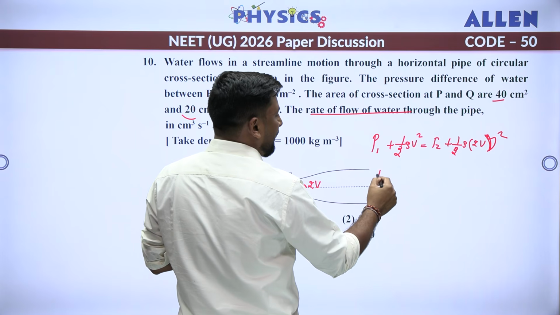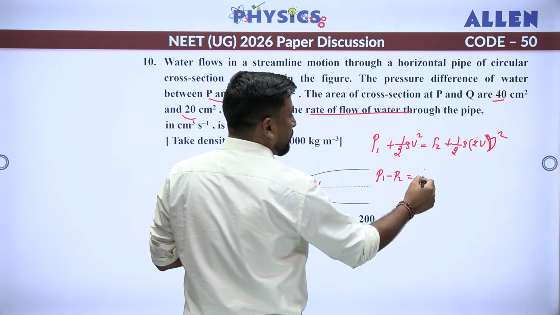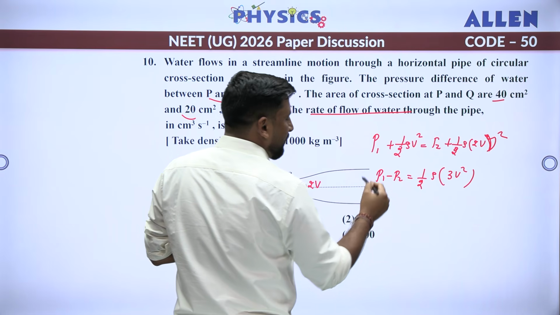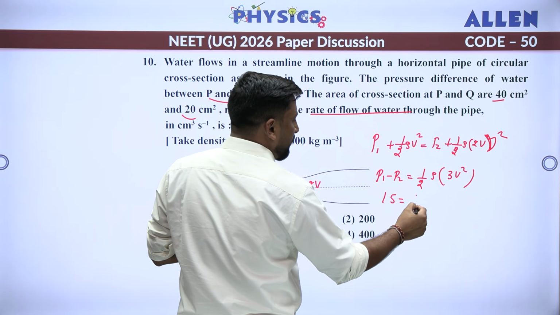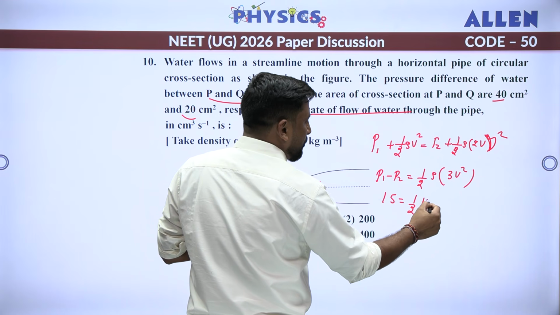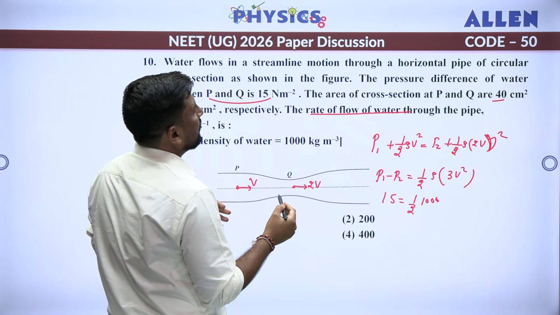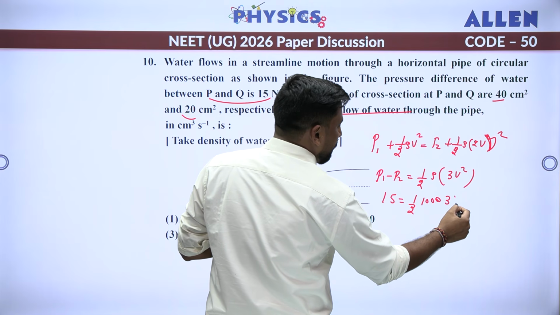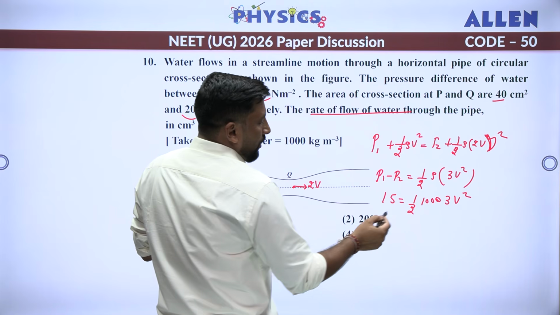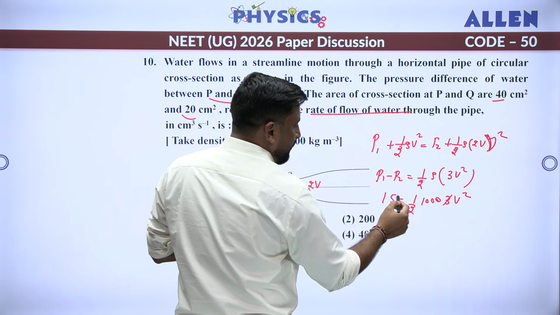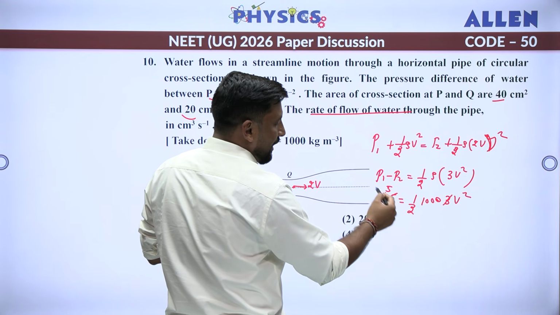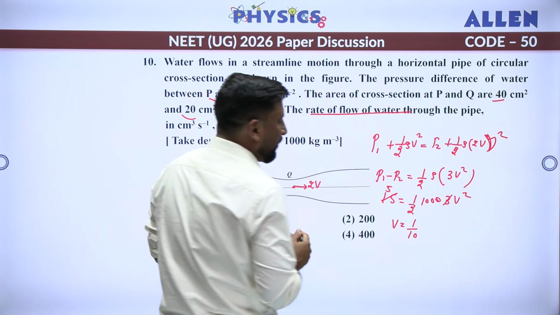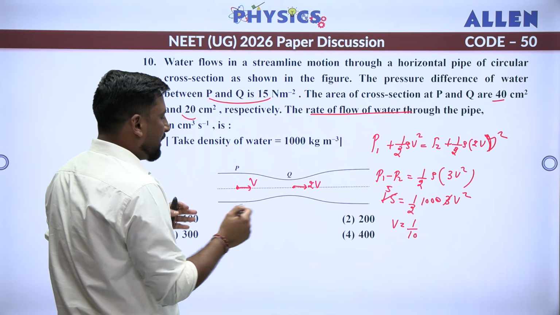From here, they have given P1 minus P2. P1 minus P2 will be equal to 1 by 2 rho into 3V whole square. They have given this as 15. So 15 into 1 by 2, and rho for water is 1000, as you know, and it is 3 into V whole square. If you bring it here, this is 5. As you solve this, you will get V as 1 by 10. So we got V as 1 by 10.